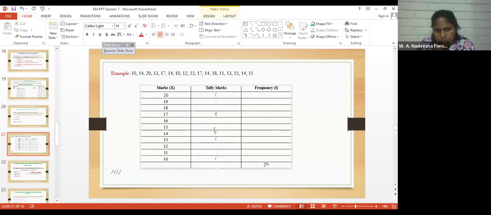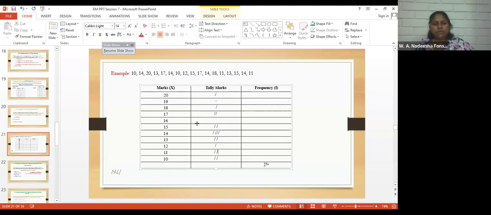17. 14. 10. 11, 13. I kept it to do it with you, otherwise you can't understand. 14 and 11.